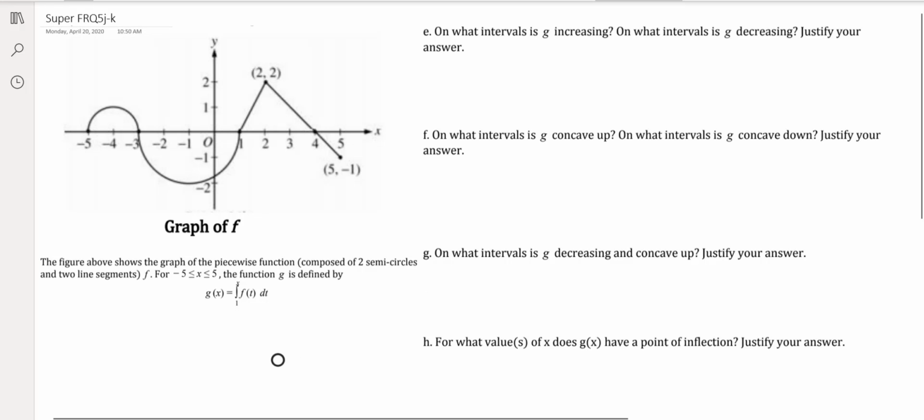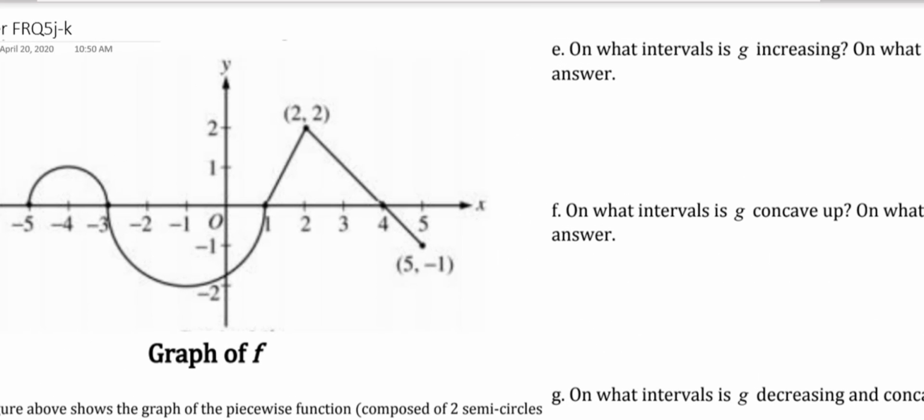Now for this free response question, we're still dealing with our integral from 1 to x of f of t dt for the function g of x. Part E starts out: at what intervals is g increasing and where is g decreasing? Justify your answer. g is going to be increasing anywhere that our function is above the x-axis. So from -5 to -3 we're above the x-axis, and from 1 to 4 we're above the x-axis. That's where g is going to be increasing.